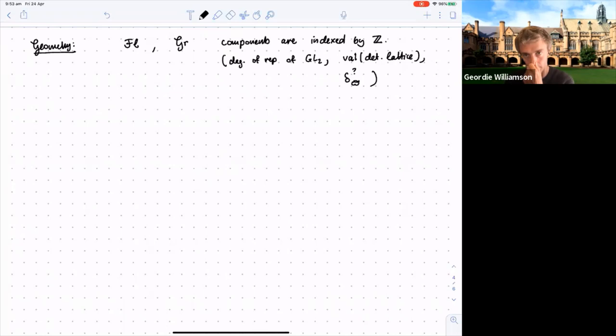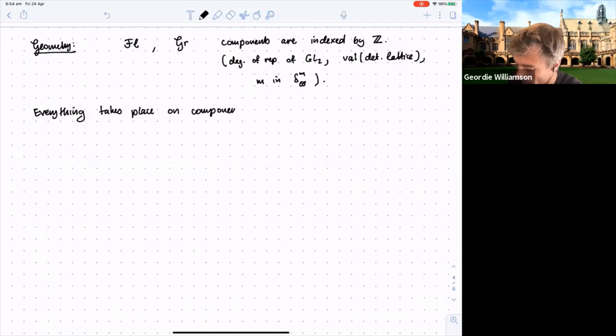So the natural representation has degree one, and everything takes place on the components in degree one. So we ignore the others.